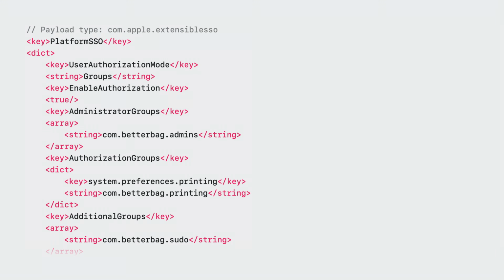Let's look at an example of how this could be configured. In this extensible SSO profile, Platform SSO group membership is configured in the new Platform SSO dictionary. Group membership is applied to local users when the user authorization mode is groups. The same groups are also used for network accounts when enable authorization is true. For administrator groups, if the local or non-local user is part of a group listed in this array, they can be used at admin authorization prompts.